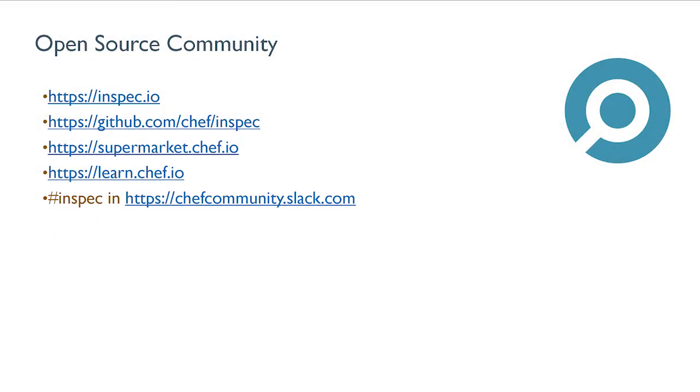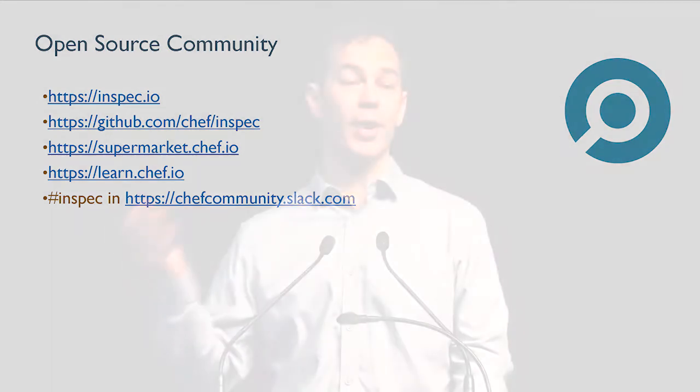And Supermarket is the Chef open source community site for sharing things. There are about 60 existing profiles out there. So whenever there's a new zero-day exploit, for example, there's some new CVE that you have to worry about, a lot of times people publish the way to detect it to the Supermarket. We also have a training site called learn.chef.io that has completely free training series on how to do InSpec. And of course, a Slack channel, because everybody loves Slack.